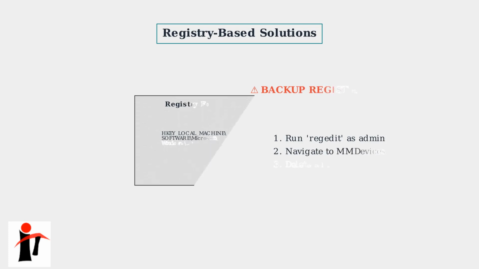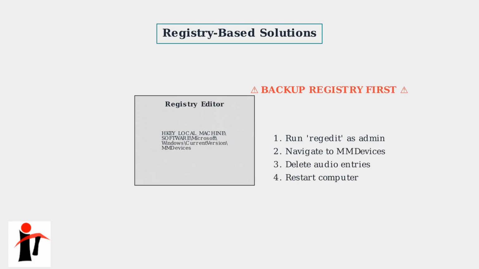For persistent audio issues that drivers can't fix, registry-based solutions may help. This involves clearing Windows audio device entries so the system can rediscover them. First, create a registry backup for safety. Then run regedit as administrator and navigate to the Devices folder in the Windows registry.